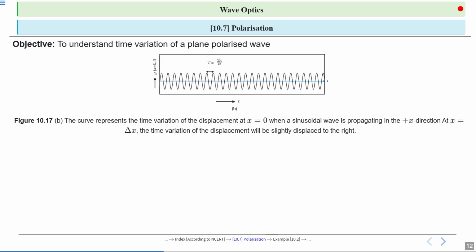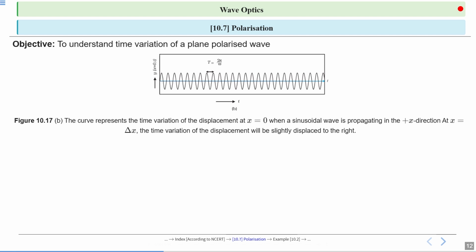So students, now we will study the time variation of a plane polarized wave. Our objective is to understand how the displacement of a wave changes over time at a specific point. If we restrict the position dependence of the wave, it means we are considering only one point. At one point, a traveling wave is considered. So we will see the time variation now of a plane polarized wave.